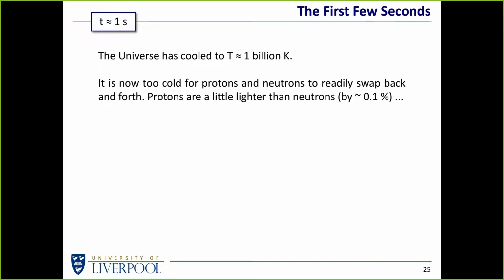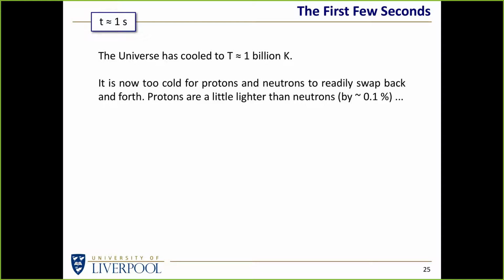Now that it's cooled to only 1 billion Kelvin, remember our Russian doll idea and the idea of the universe cooling down, it's now too cold for protons and neutrons to readily swap back and forth. They can do that as long as there's enough energy for them to do that. But now the universe is cooling down, there's not enough energy for a proton to keep changing into a neutron and a neutron into a proton, back and forth, back and forth.